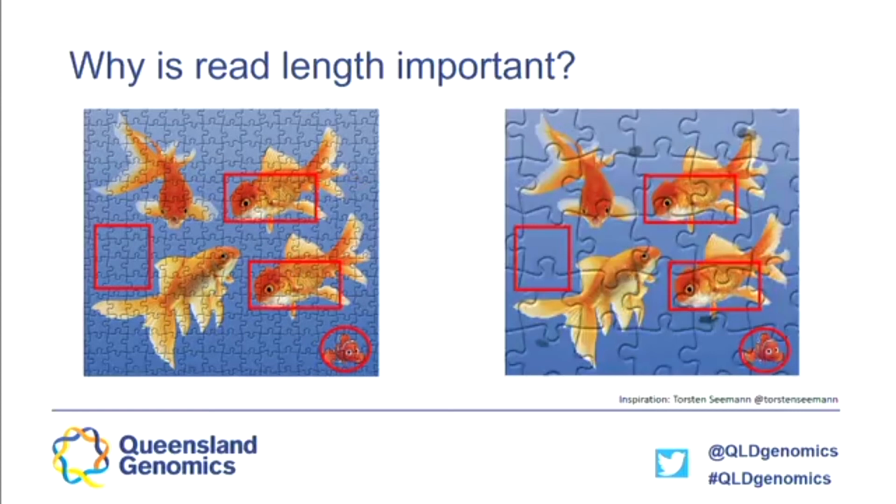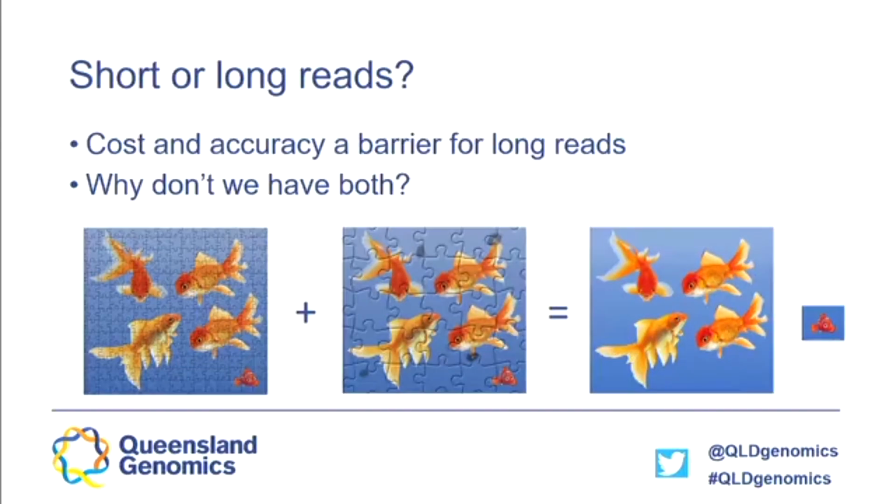If we have long reads, however, that span across those repetitive regions, it's much easier to assemble the full sequence together and resolve the full genome. And in the case of bacterial genomes, if you've got longer reads, it's easier to resolve the plasmid, so you can determine which genes are from a plasmid and which are from a chromosome.